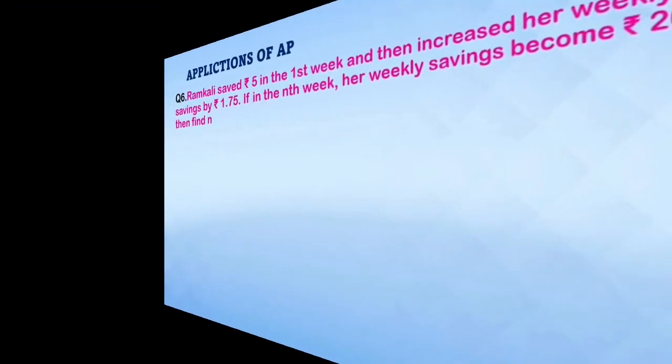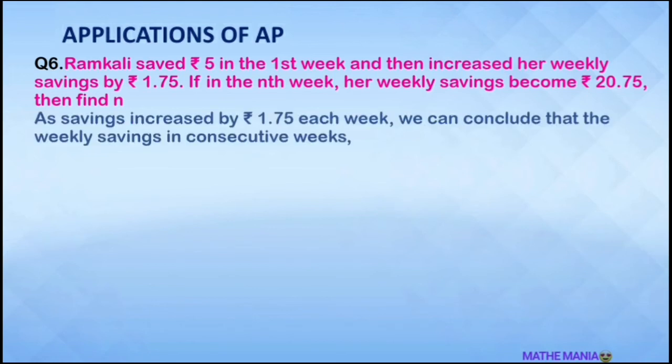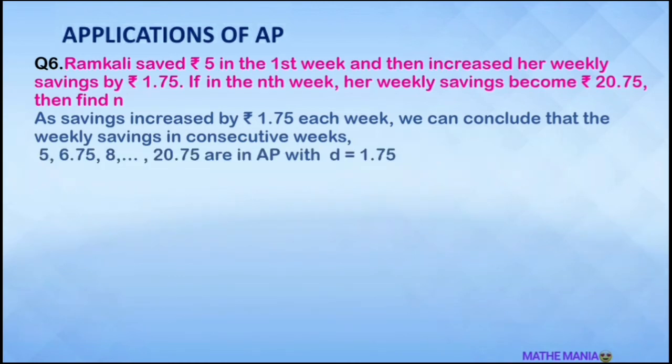In the next situation, we have savings of rupees 5 in the first week, and then it increases by rupees 1.75 every week. In the nth week, the weekly savings become rupees 20.75. Clearly, the savings in consecutive weeks, that is 5, 6.75, 8.5, etc., form an AP with common difference of 1.75, and an is given equal to 20.75.